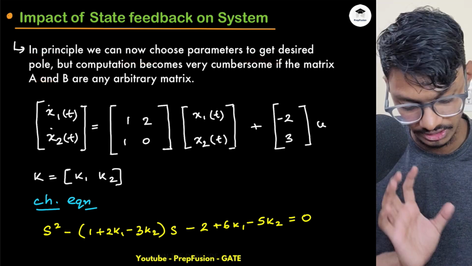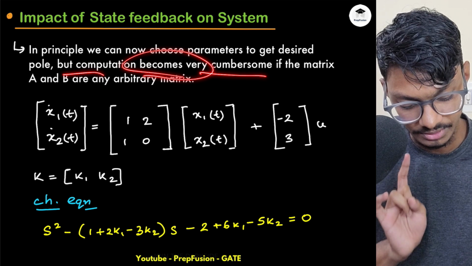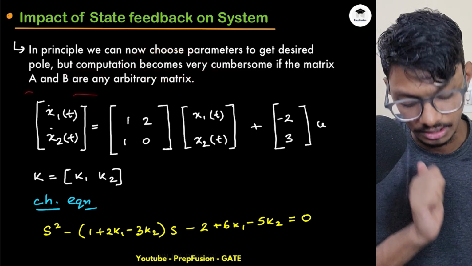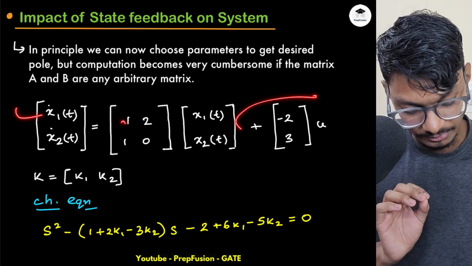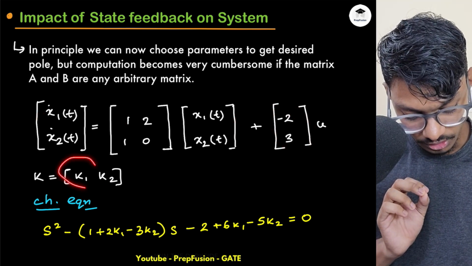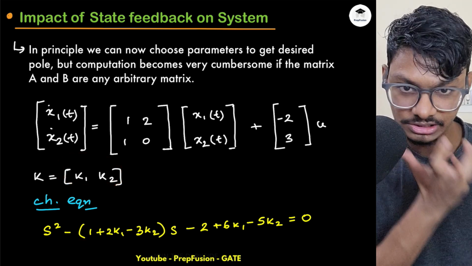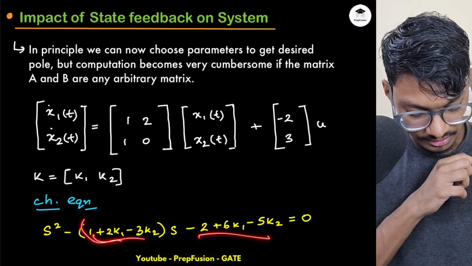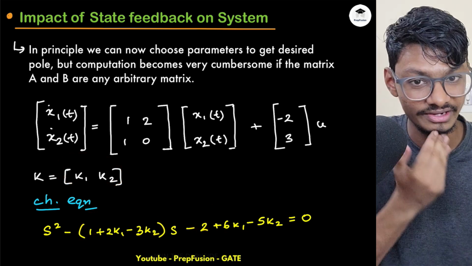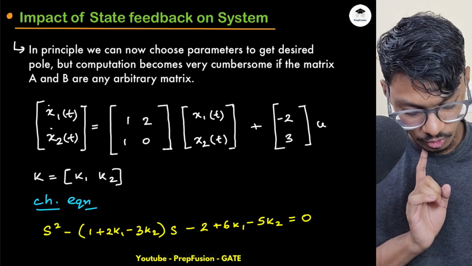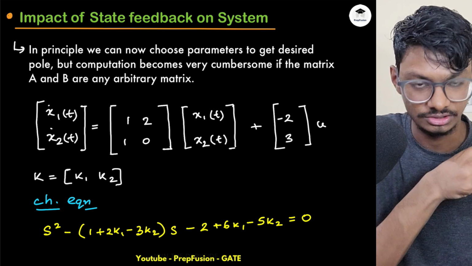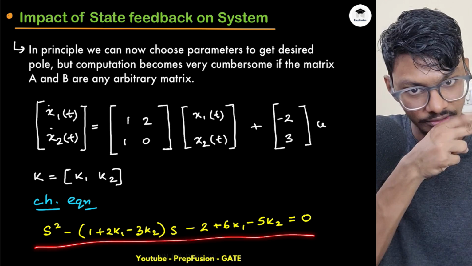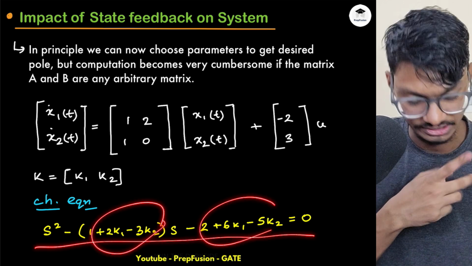Okay, at any location we can get, but computation becomes very cumbersome if matrix A and B are arbitrary matrices. If I want to compute K for K1 K2, the characteristic equation will become something like this. I can observe these equations are becoming very untidy, very cumbersome. The pole locations will give me a desired characteristic equation, and I will compare the two and equate the coefficients, and then I will get my answer.